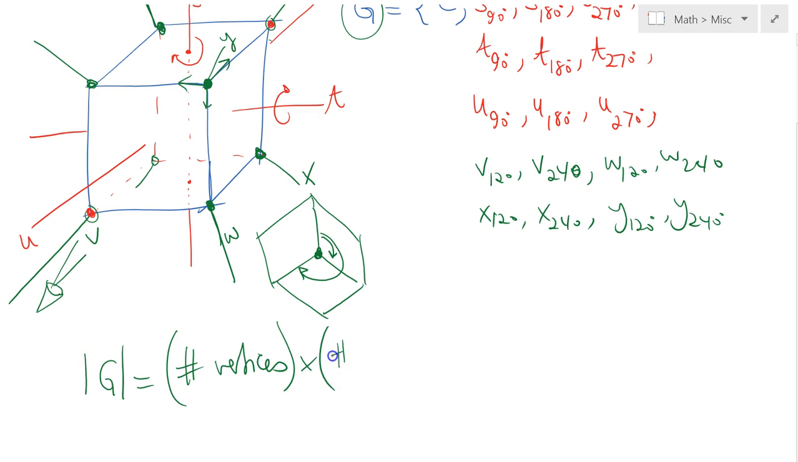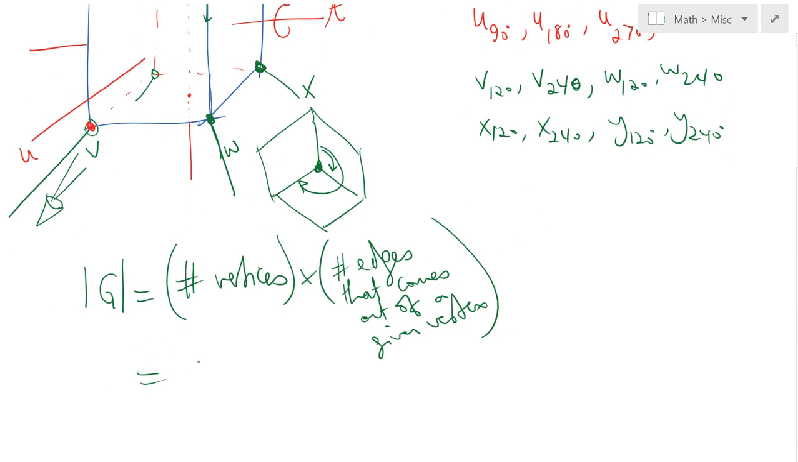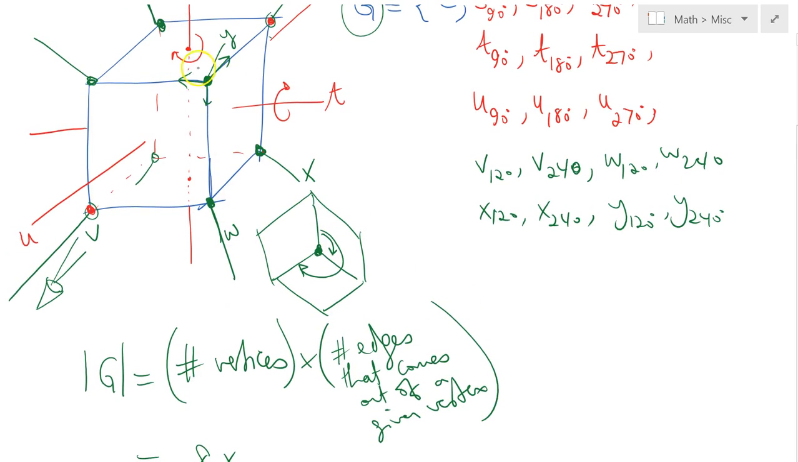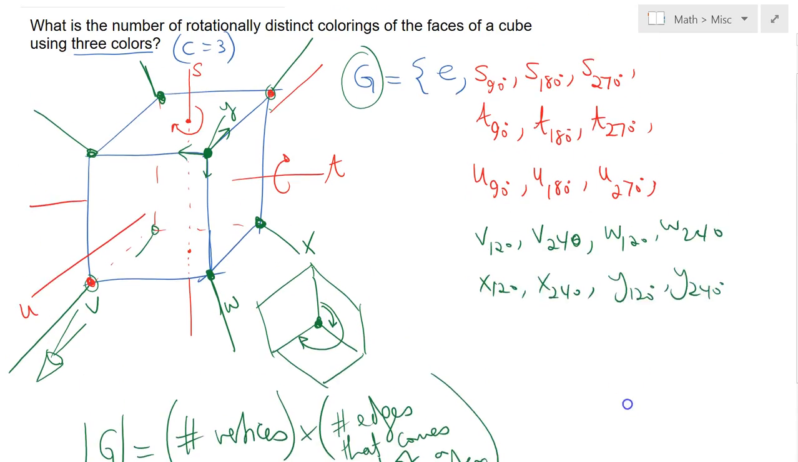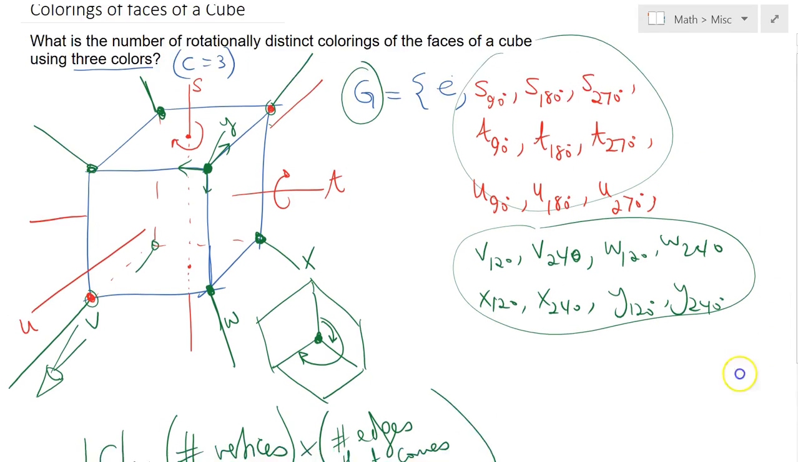So the number of edges that come out of a given vertex, right? As a result, the number of vertices here in this picture would be 4 plus 4, 8, times from each vertex we have 3 edges coming out, so we should expect 24. So far we have 1, 9 more here, 10, and then 8 more here, 18. So we are still missing 6 more.